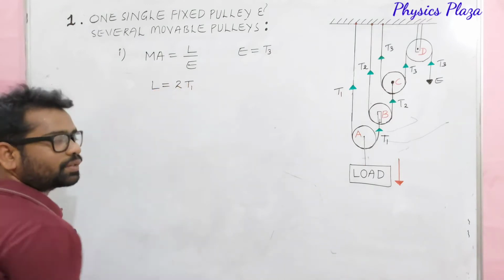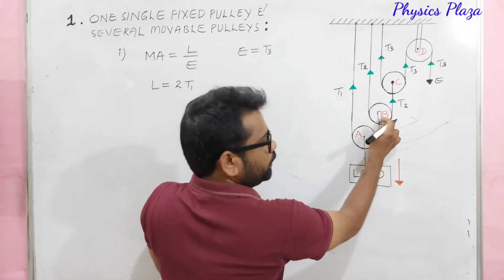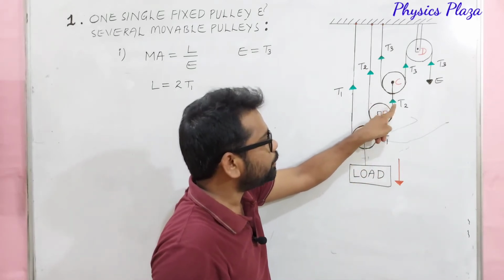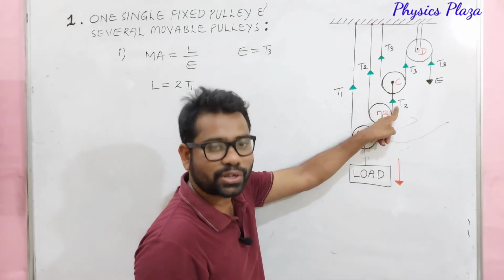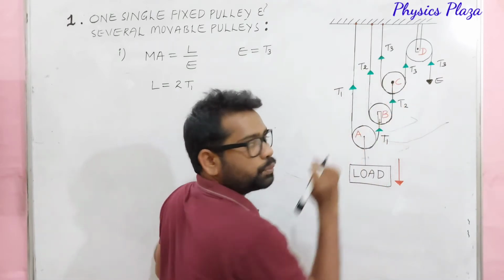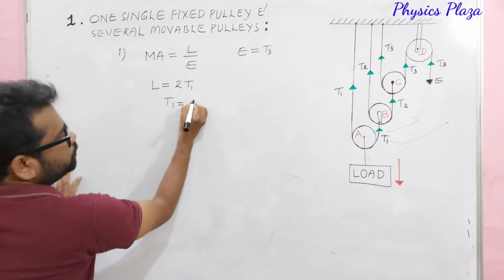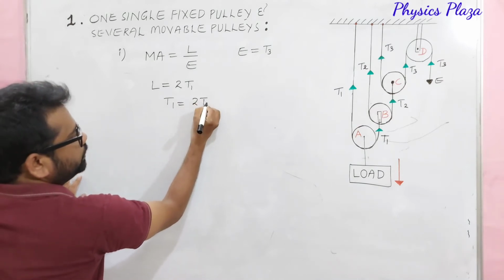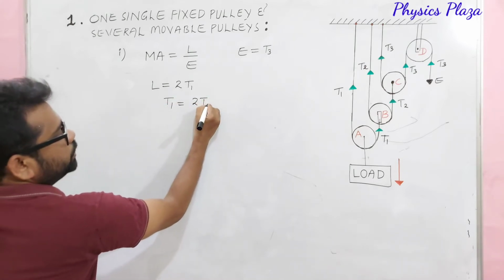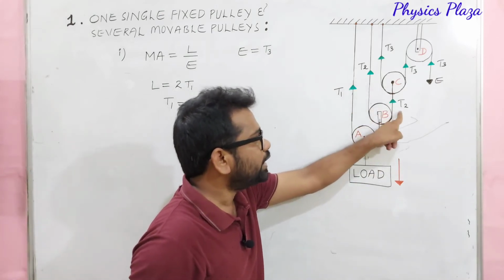It is fine. But dear children, that is for pulley A. For a B pulley, this T1 is balanced by the tensions developed in these two segments of the second string. That is, T1 is equal to T2 plus T2. So what can we write here? T1 is equal to 2T2. T1 is balanced by this 2T2.